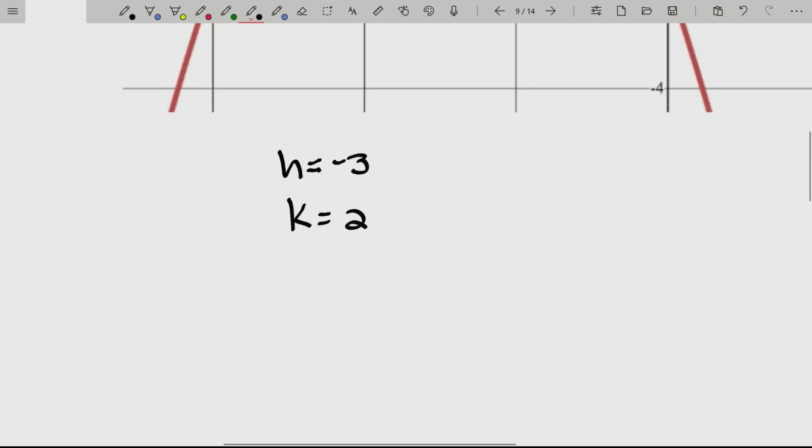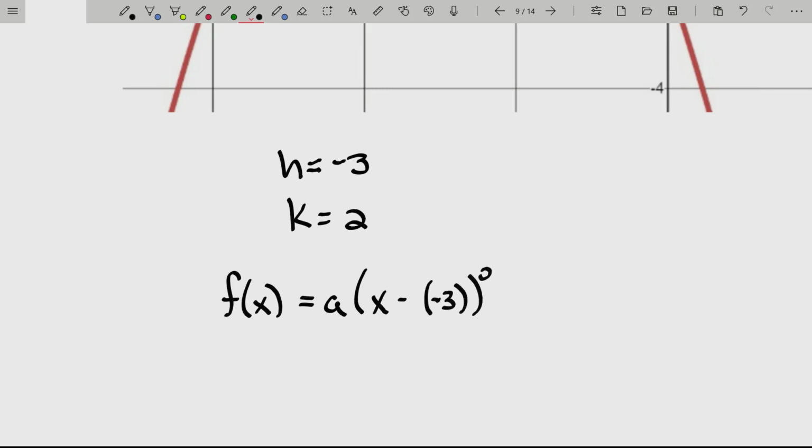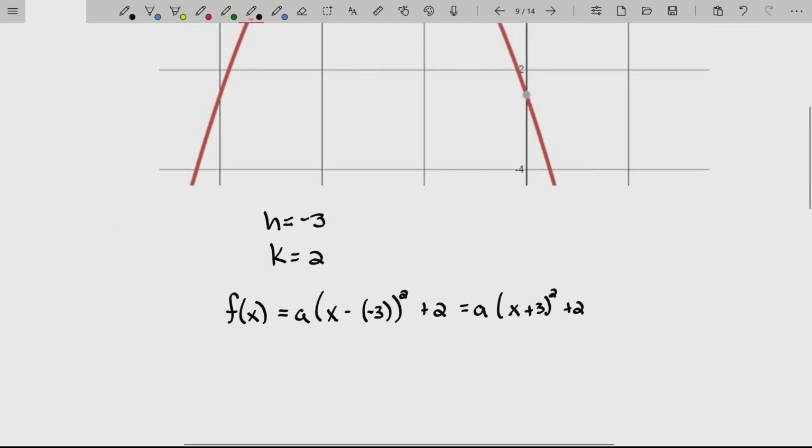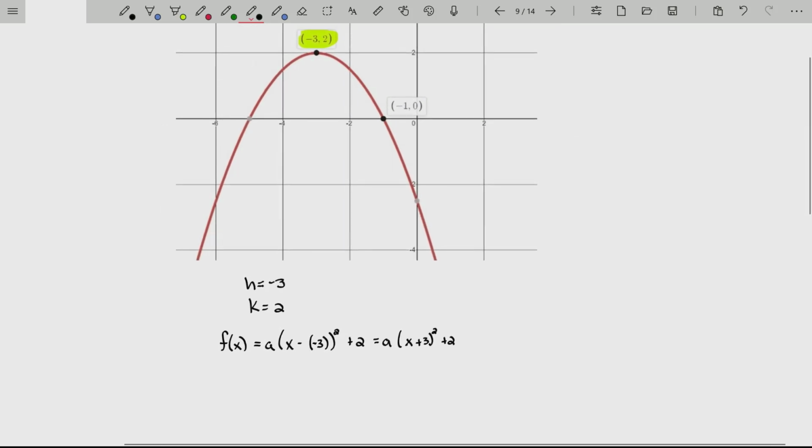So at this point, we're almost done. The vertex form of our parabola will look like this: a, because we don't know the lead coefficient yet, times x minus the h value squared plus the k value. I'll just clean that up. That's a times the quantity x plus 3, quantity squared, plus 2. Great. So that tells us almost everything we need.